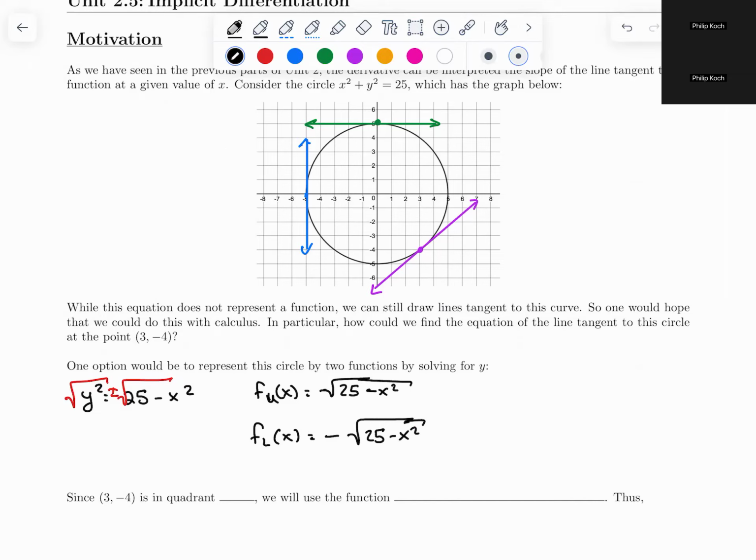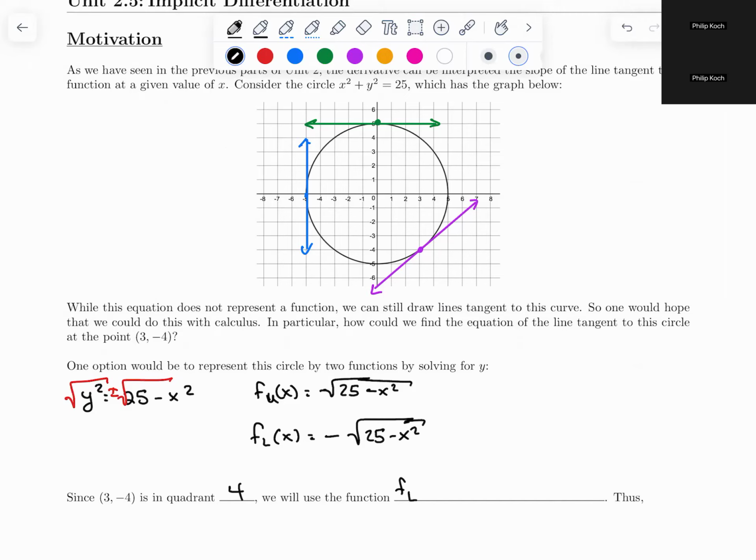The f sub u meaning the upper part of the graph and f sub l meaning the lower part of the graph. So that at least allows me a way to write the circle as two different functions. And then what I can do is say, okay, 3 comma negative 4, that's in quadrant 4. So we'll use the second function.